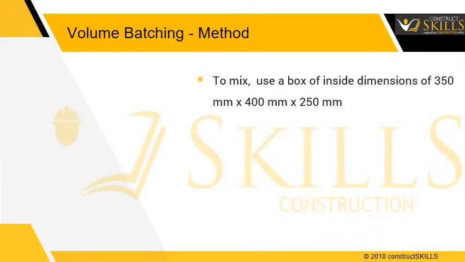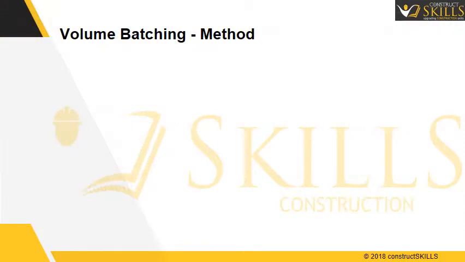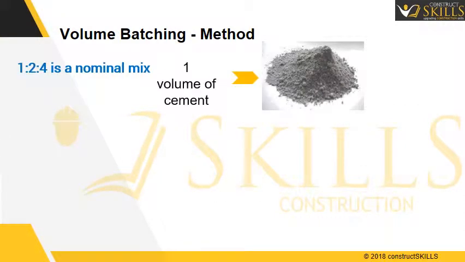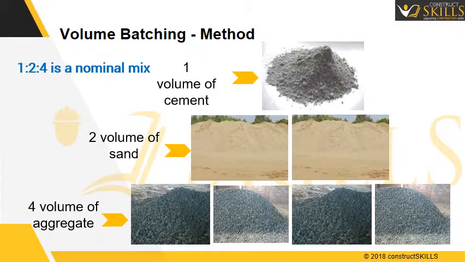Volume batching is performed by using gauge boxes of inside dimensions of 350 mm by 400 mm by 250 mm. The box volume is 0.035 cubic meter, equivalent to volume of one bag of cement. For nominal mix, which is 1:2:4, use 1 bag of cement, 2 boxes of sand and 4 boxes of coarse aggregate and mix them together.